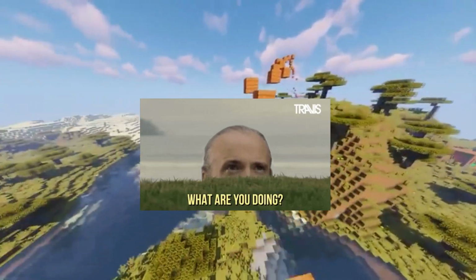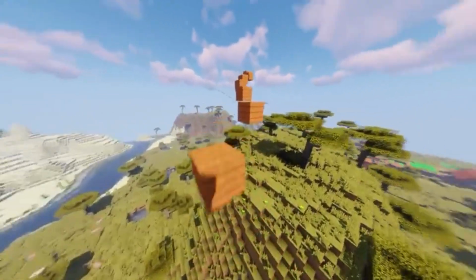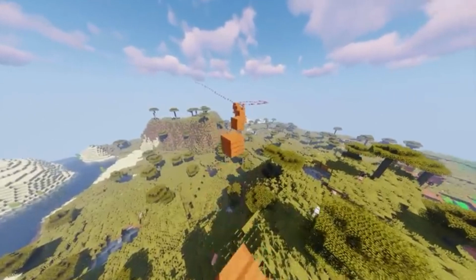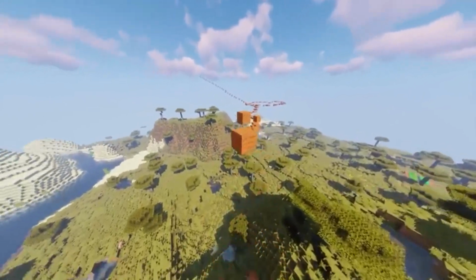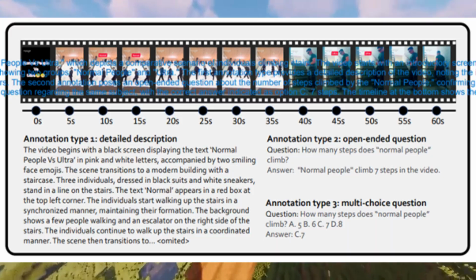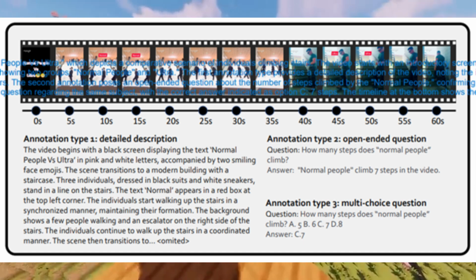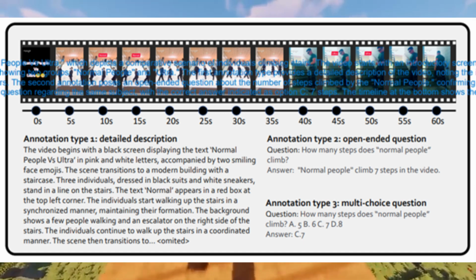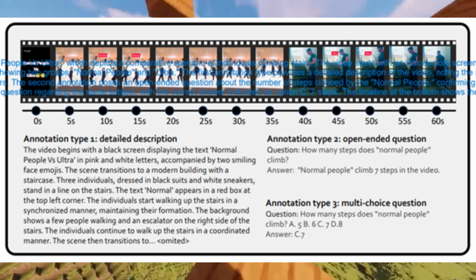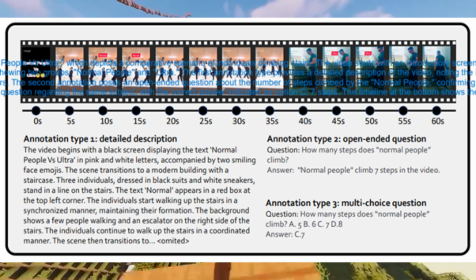It's like a scene out of a romantic comedy movie where a camera is basically the friend who's too invested in the couple's journey. When I put this dataset to the test, the results were pretty impressive in my opinion. They trained the model on the LLaVA-Video 178K dataset and fine-tuned it on visual instruction tuning. One example titled Normal People versus Ultra features 2 groups of people climbing stairs. Annotations included detailed descriptions and questions like how many steps did the normal people climb, and it's 7. Shocking, I know.